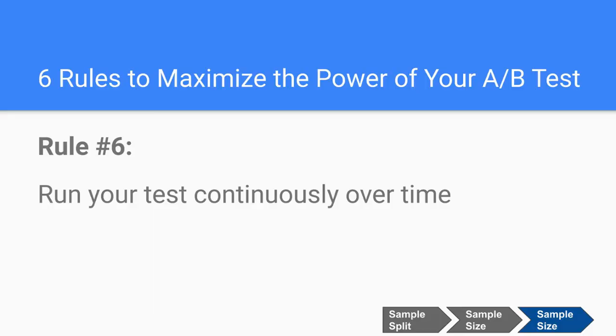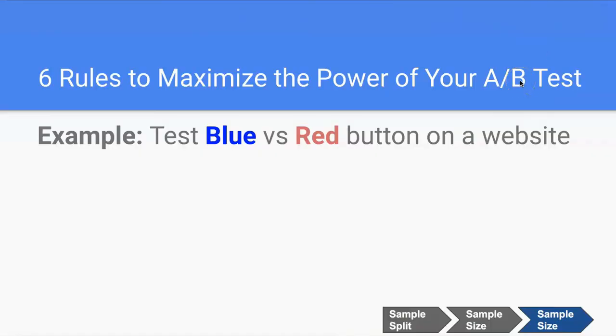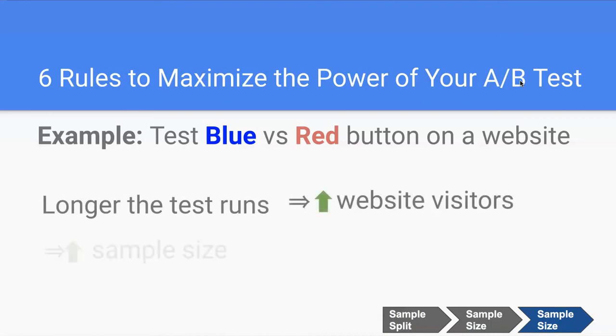Rule number 6, run your test continuously over time. Hopefully this is a pretty intuitive one as well. So let's take a quick look at an example. If someone is testing a blue versus red button on their website, the longer they run this test for, the more visitors they're going to get, the higher the sample size, giving them higher power. So if you can, just run your test a little bit longer than you would and see what happens.